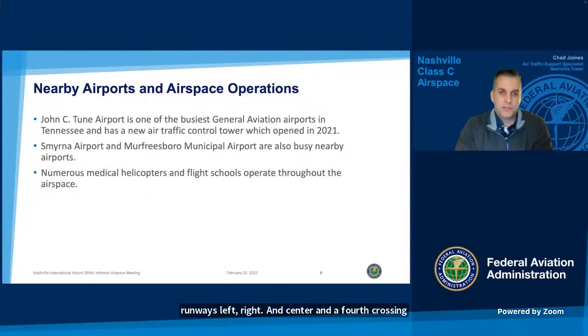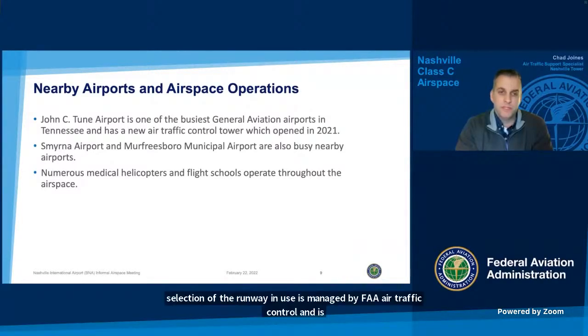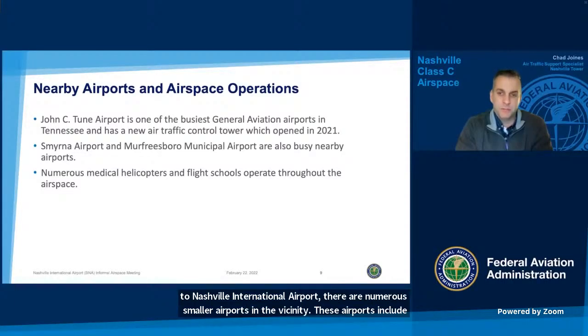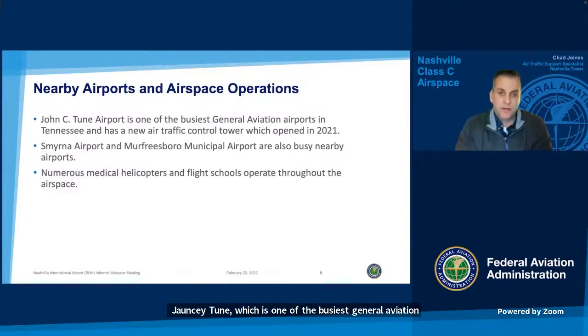In addition to Nashville International Airport, there are numerous smaller airports in the vicinity. These airports include John C. Tune, which is one of the busiest general aviation airports in Tennessee, and has a new air traffic control tower, which opened in 2021. Smyrna and Murfreesboro are also busy nearby airports that are used mostly by general aviation. There are also numerous medical helicopters and flight schools that operate throughout the airspace.